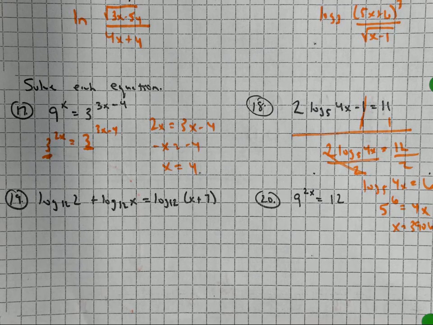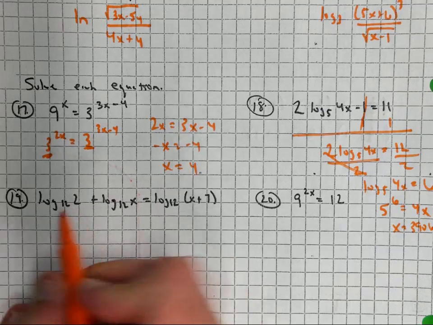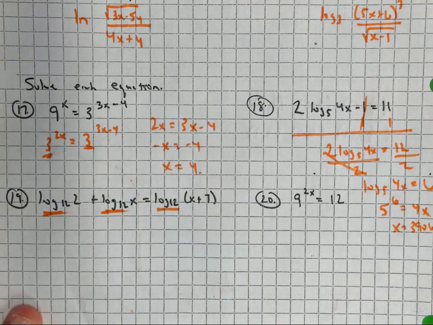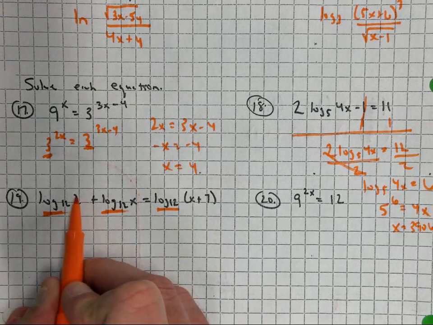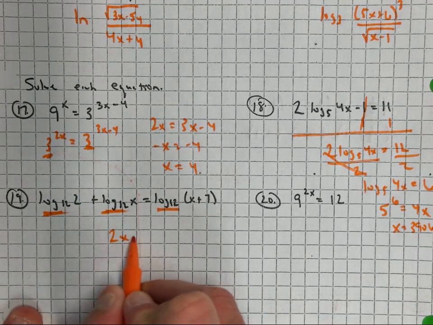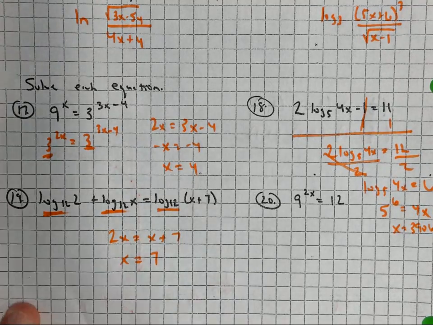Number 19, that's logarithmic. Do I have more than one log? So I'm going to use properties to get it down to one log. But in this case, what do you see throughout the problem? Log base 12. So you can ignore that for now, but you still got to use your properties. This is plus, I'm going to say 2 times what? X equals x plus 7. So x equals 7.